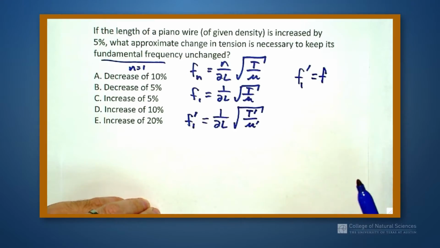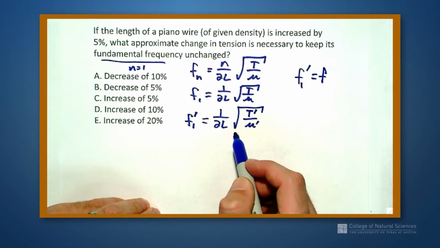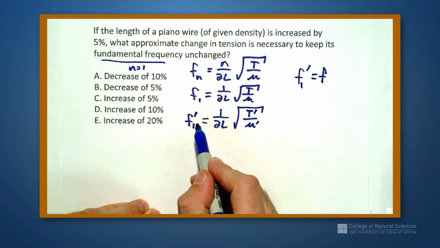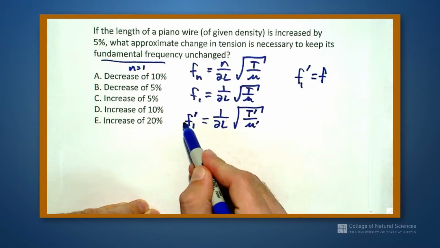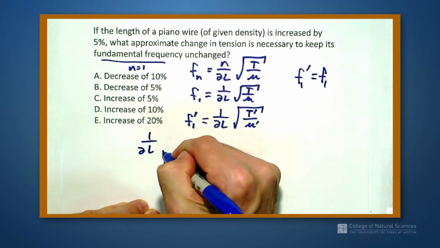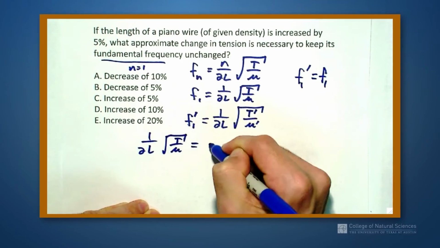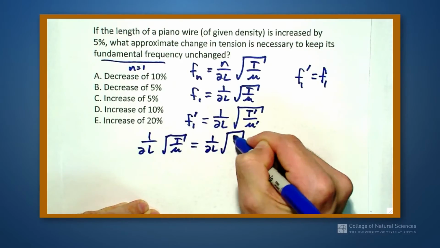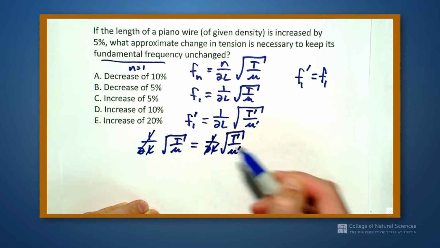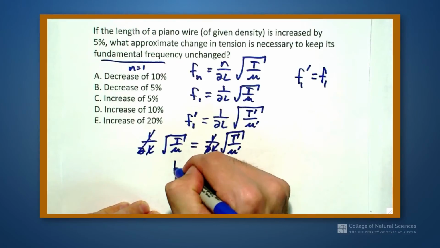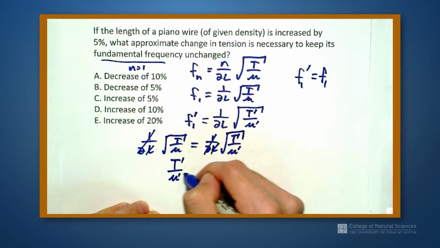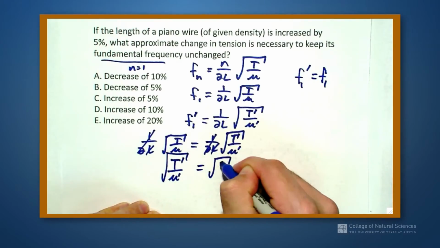All right, let's start making some substitutions. I can rewrite these two equations together if this primed frequency is equal to the unprimed. So 1 over 2L square root of T over mu is equal to 1 over 2L square root of T prime over mu prime. And I'll see that the 1 over 2L cancel each other out. So I have the square root of T over mu is equal to the square root of T prime over mu prime.